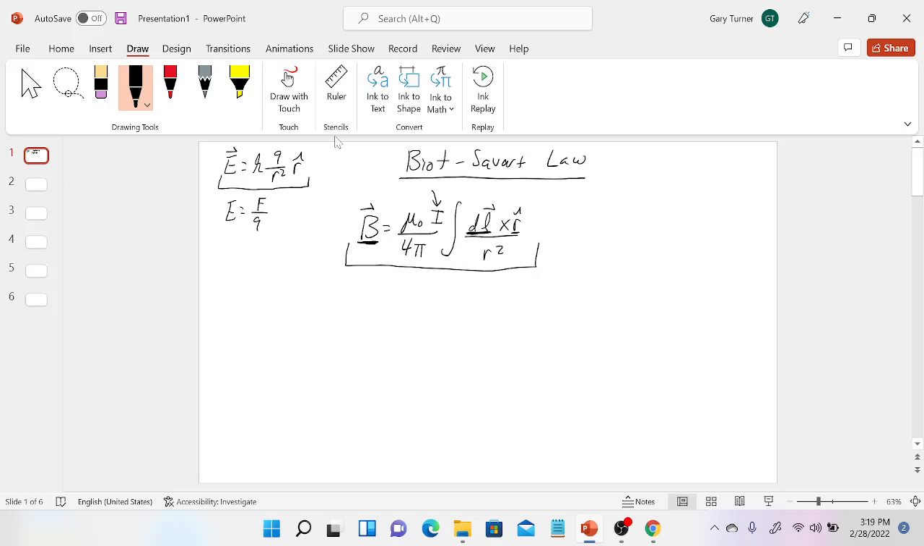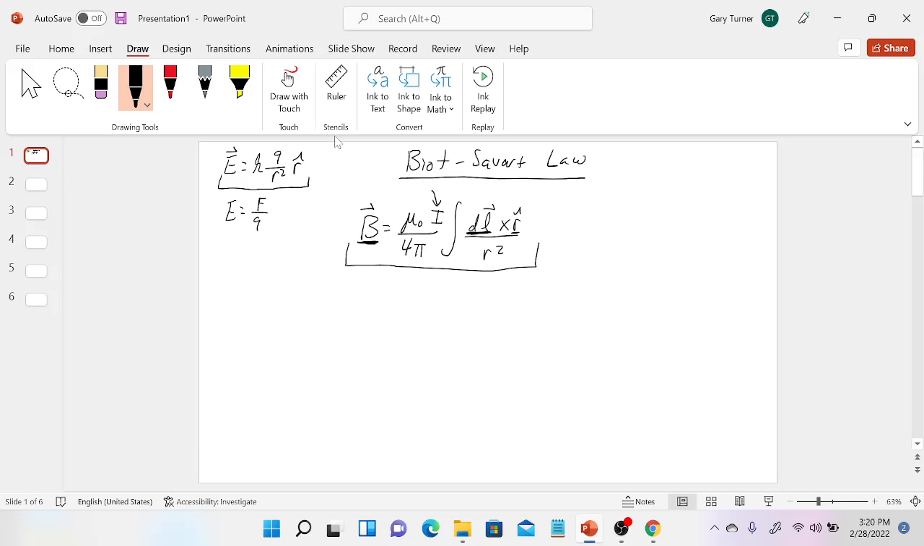First thing to note, this is a cross product again. That means that whatever plane dL and r hat end up lying in, the magnetic field is going to be perpendicular to that. So this is a bit of a break from electric fields, in that the electric field was either in the direction of the line from the charge to the field point or opposite that direction, depending on the sign of the charge. But here the magnetic field is going to be perpendicular to that.